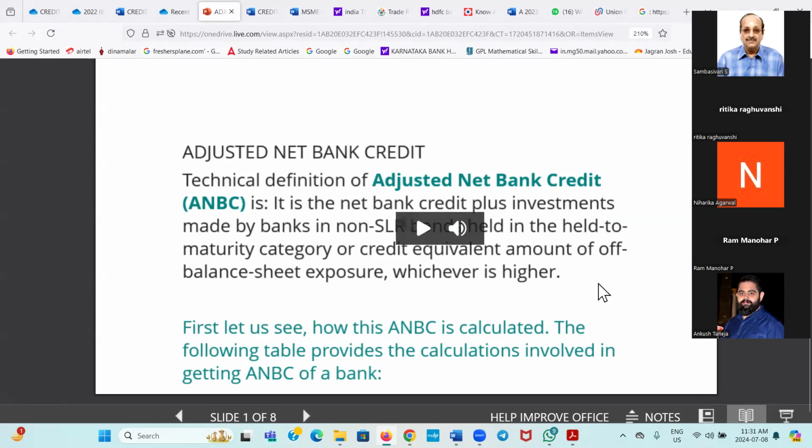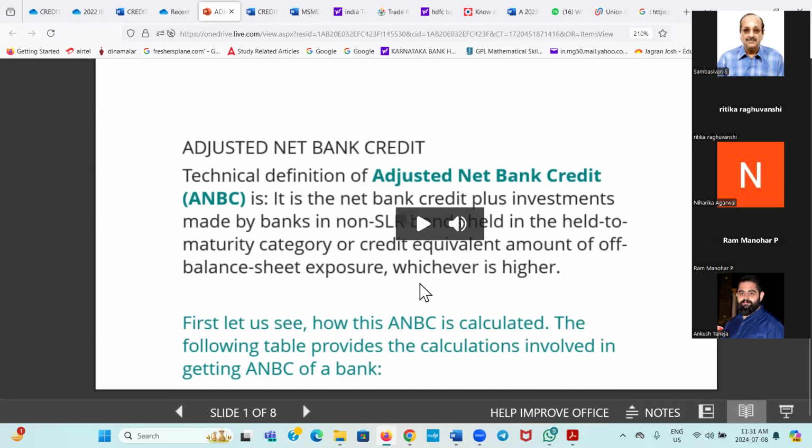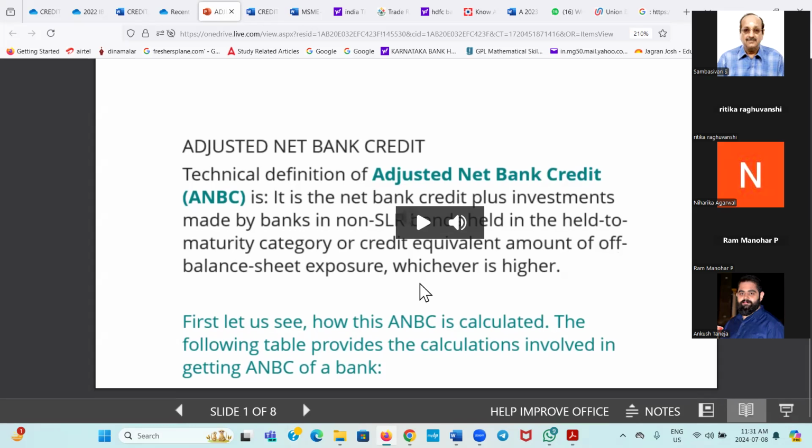Adjusted net bank credit means the technical definition of adjusted net bank credit is: it is the net bank credit plus investments made by banks in non-SLR held to maturity category or credit equivalent amount of off balance sheet exposure, whichever is higher. First, let us see how this ANBC is calculated.